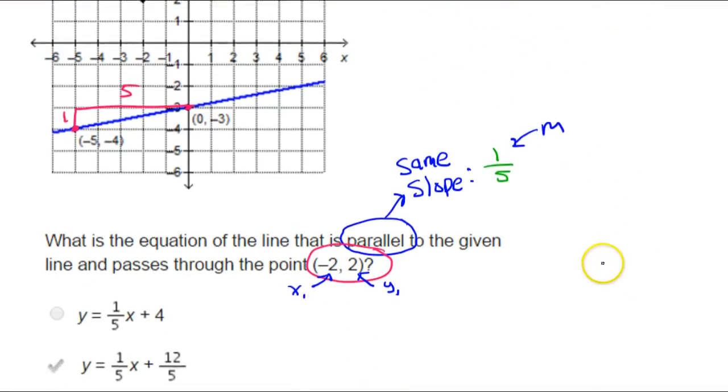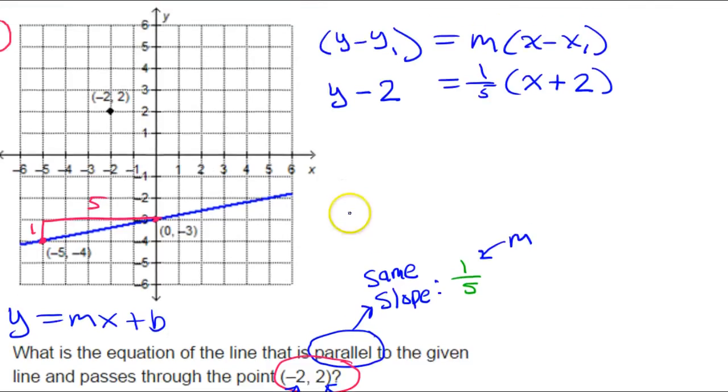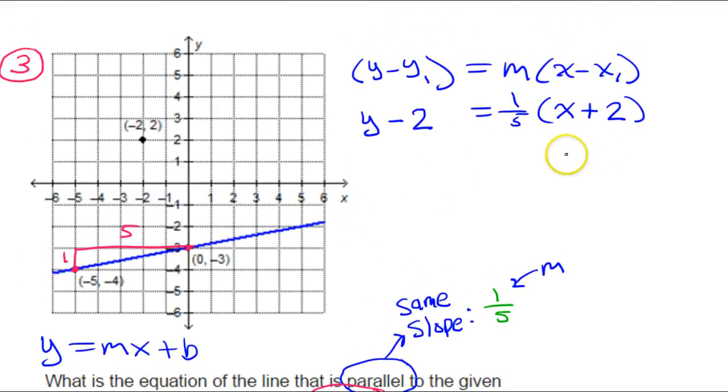So I'm going to go ahead and look at some of these answers. They seem to be in slope-intercept form, in the form y equals mx plus b. So I will keep going and rewrite this in slope-intercept form. If I want to do that, I need to do the distributive property with the 1/5.